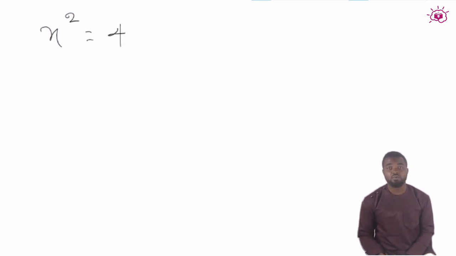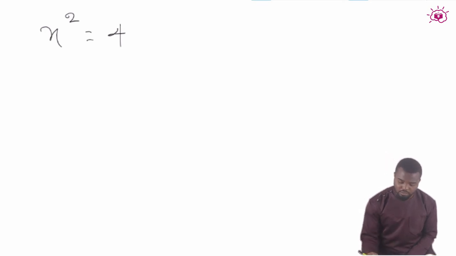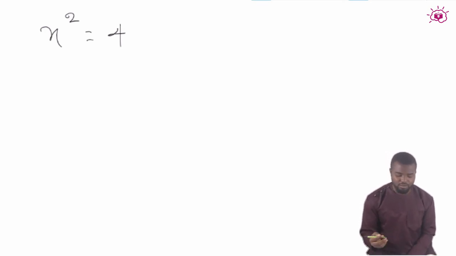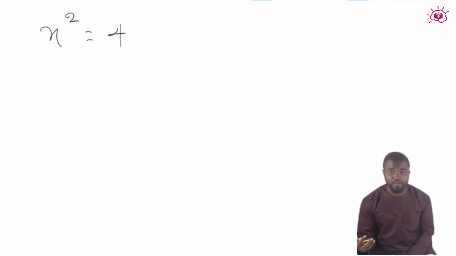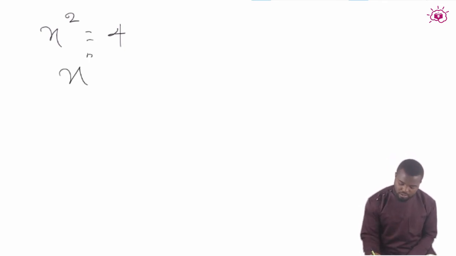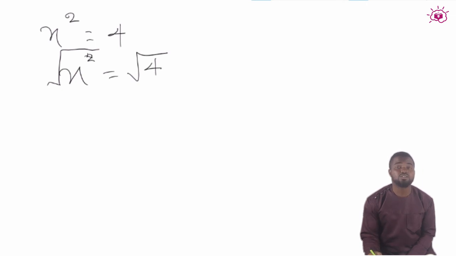Now, the second method will be the reverse process. This will be an example of a reverse process, like x squared equals 4. In this case, we'll take the square root of both sides. This is called the reverse process. If we take the square root of both sides, the squared from the x goes, so the square cancels the square root.